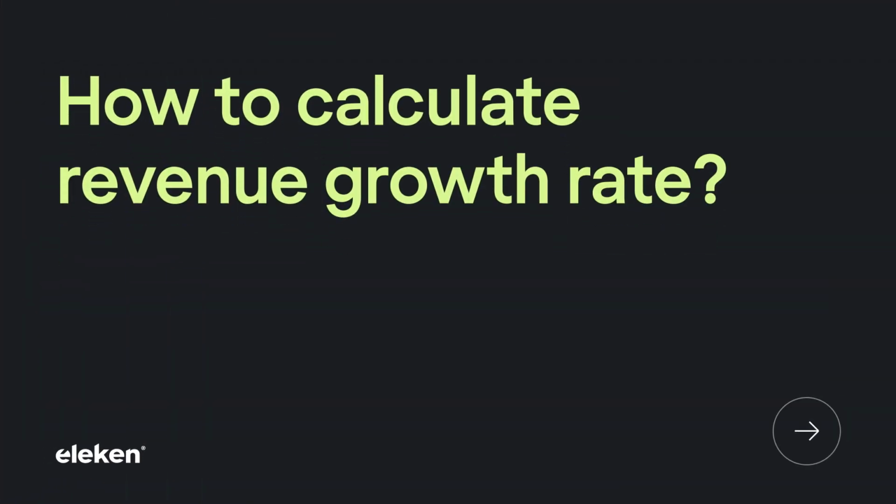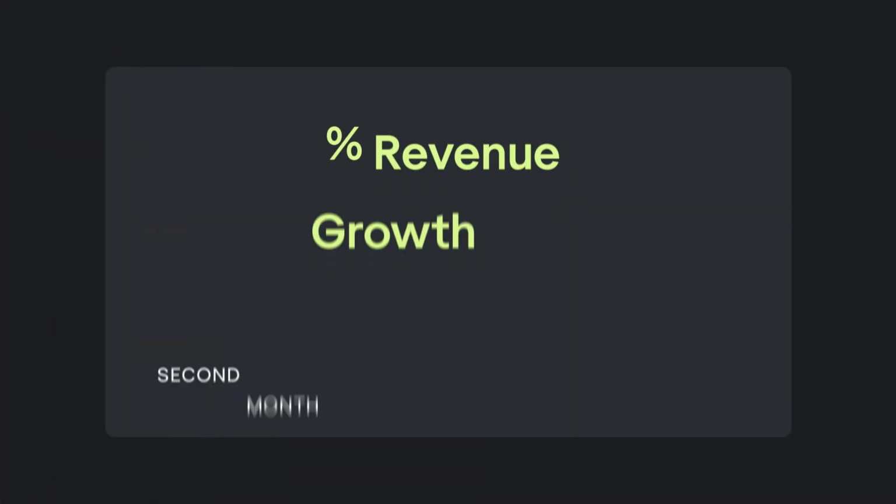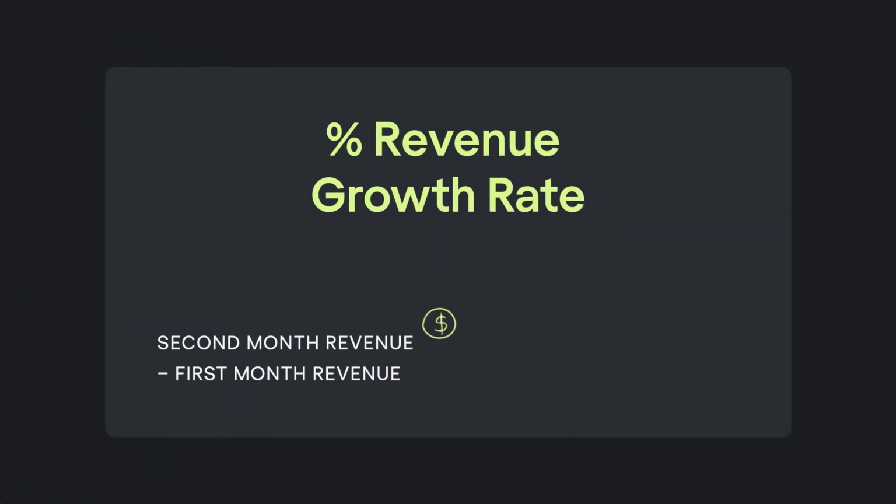Let's dig deeper into growth rate metric to make things clear. Starting with the main question, how to calculate revenue growth rate. There are different ways of doing it. Personally, I prefer to keep things simple. Here's the basic formula to calculate the monthly growth rate. You need to know your first and the second month's revenue. Find the difference between them, divide by the first month's revenue and multiply by 100 to see the percentage.